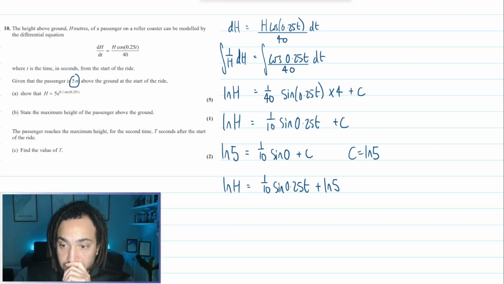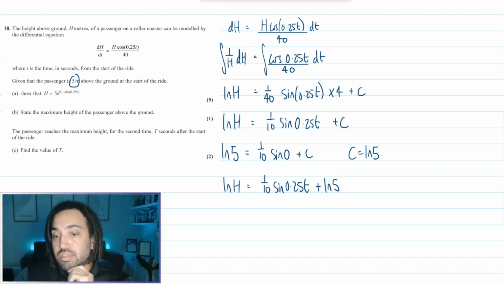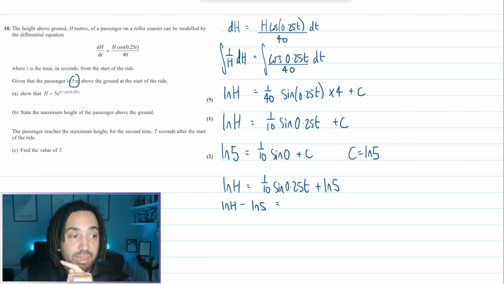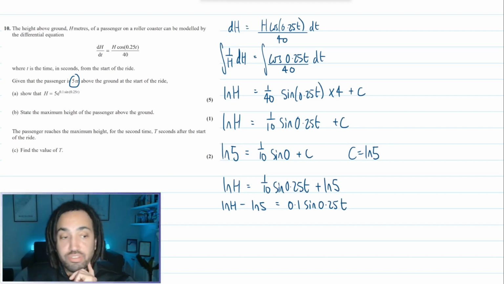Okay, now what are we going to do? Right, yeah, I'm going to minus the ln 5 to the other side, which gives me ln of h minus ln of 5 is equal to, a tenth is the same as 0.1. I'm just going to write it like that because I've just spotted that that's how they have it in their solution. So we get this, and again, if you've got ln h minus ln 5, that's the same as ln of h over 5.